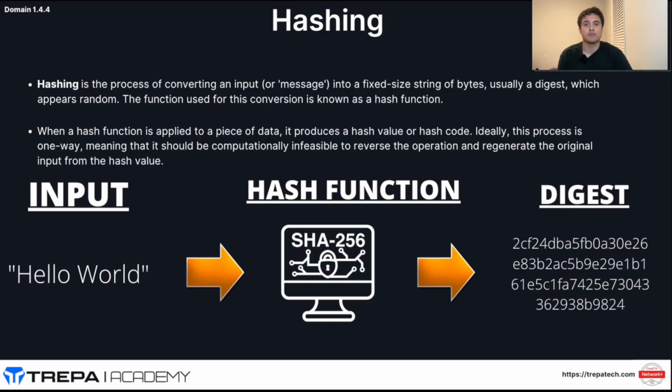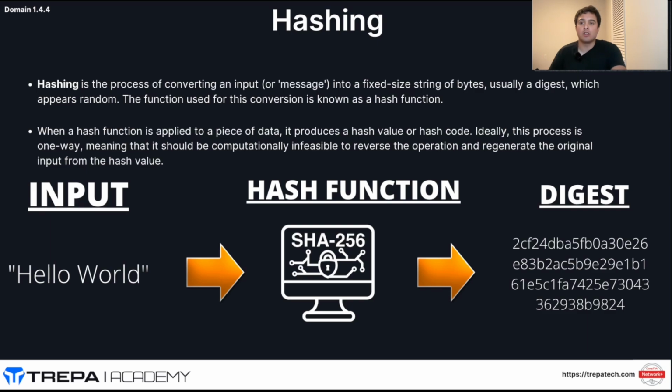Hashing is the process of converting input into a fixed size string of bytes, usually called a digest or checksum. Now, when we say converting, we don't mean plain text or ciphertext. We really mean creating a digest based off that original input. So when a hash function is applied to a piece of data, it produces a hash value or hash code, a digest or a checksum. And that digest or checksum correlates to that input.